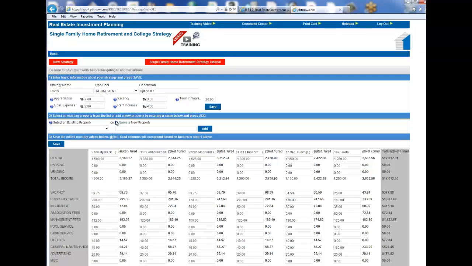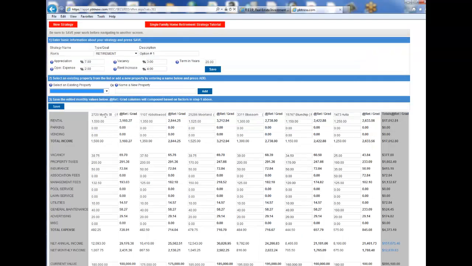Okay, then the next thing you do is you come down here. Now all these properties are in your portfolio. So all you do is you come down here, you click on these, and what happens is it automatically populates in each one of these. So to simplify this, on each one of these properties, we'll take the first one here on Myers. This is where it is today. This is the rent coming in. This is the vacancy factor, property taxes, etc.